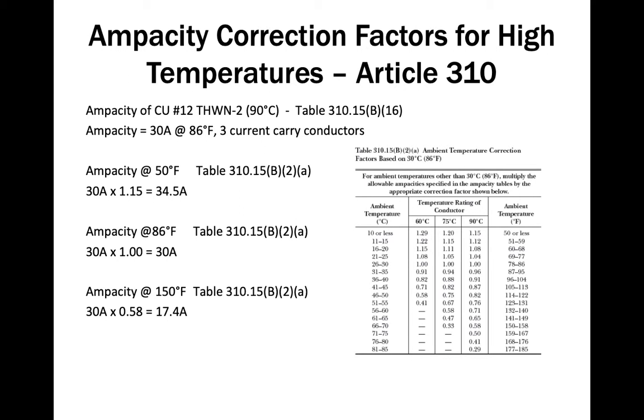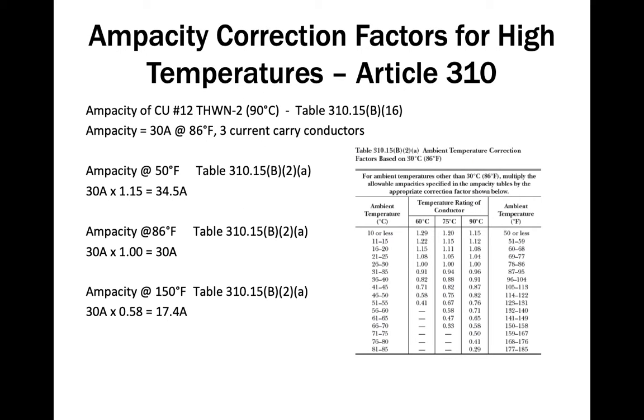Here's an example. I'm keeping the number of current carrying conductors in my pipe the same, at 3 for this exercise. But what I'm doing is changing temperature. I go to the ampacity table on 310.15(B)(16). I look for a number 12 copper THWN-2 conductor, which has an insulated jacket of 90 degrees C. It's the highest rated jacket. And the ampacity of that number 12 at 90 degrees C insulation is 30 amps at 86 degrees Fahrenheit, 3 current carrying conductors in a pipe.